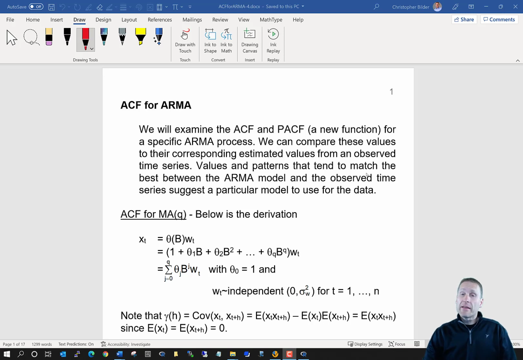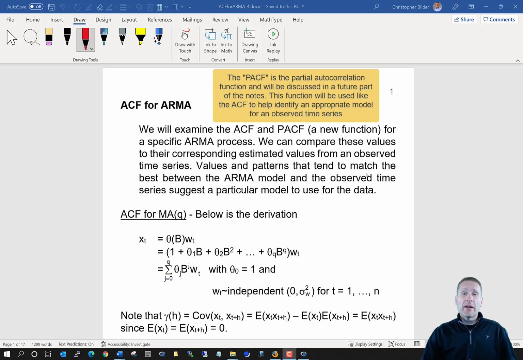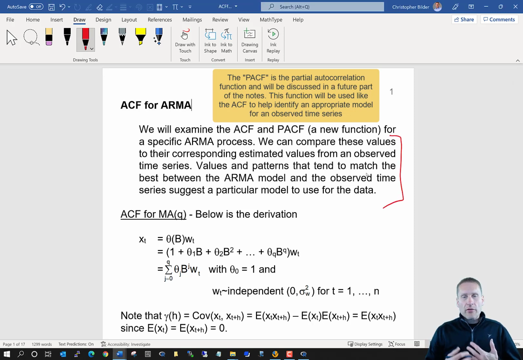Next, we're going to talk about an ACF now for an ARMA model. Obviously, we've talked about an ACF for both the AR component of a model and the MA component of the model, but we do need to take some time to put the two components together. Now, the reason why, in terms of the big picture, we're doing all this is so that we can understand what the ACF looks like for a variety of different models. And we can compare these ACFs to what is actually estimated through an observed time series.